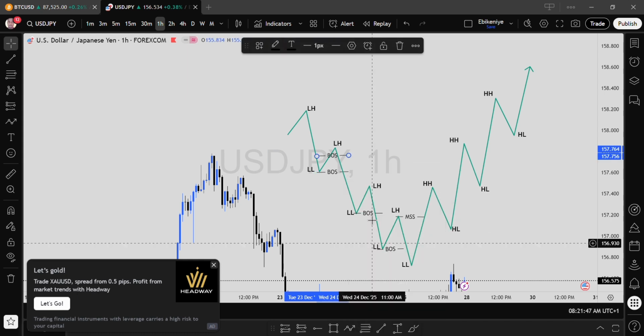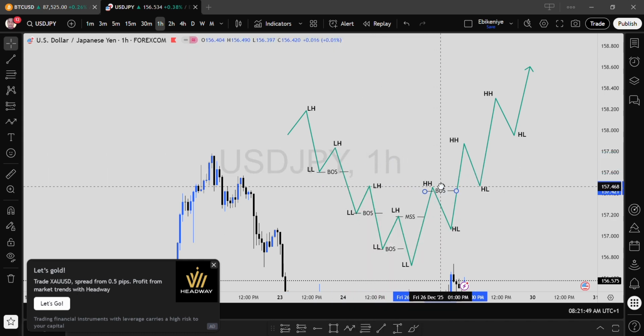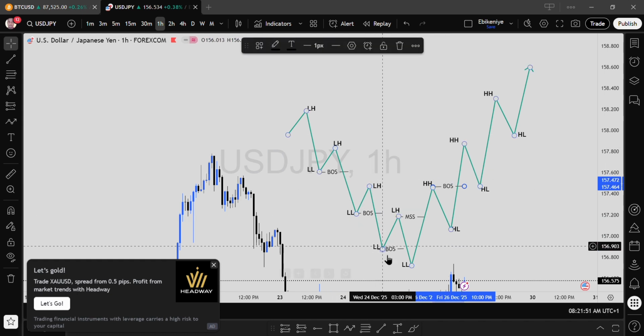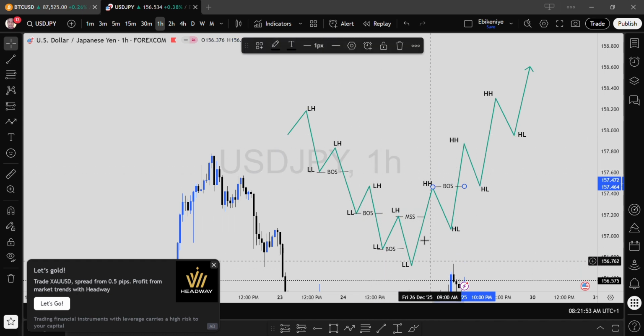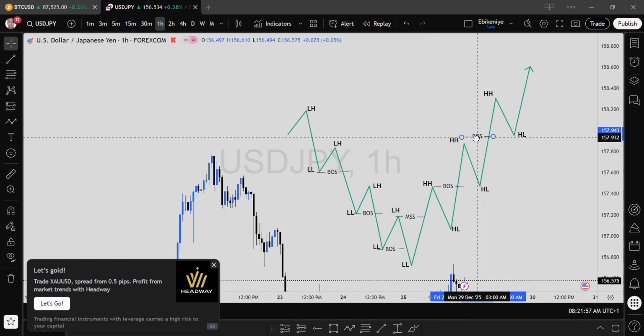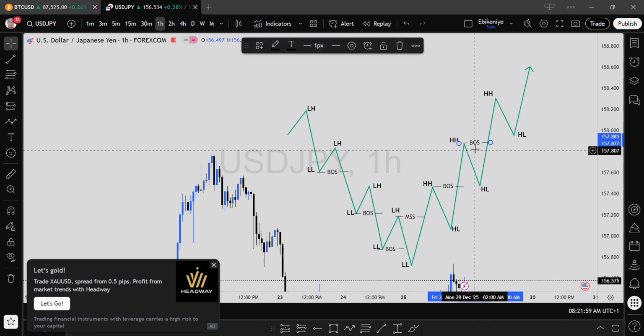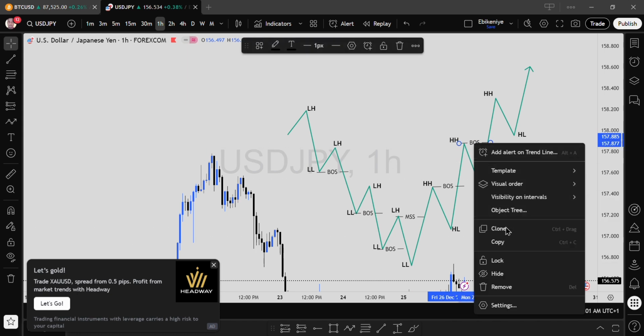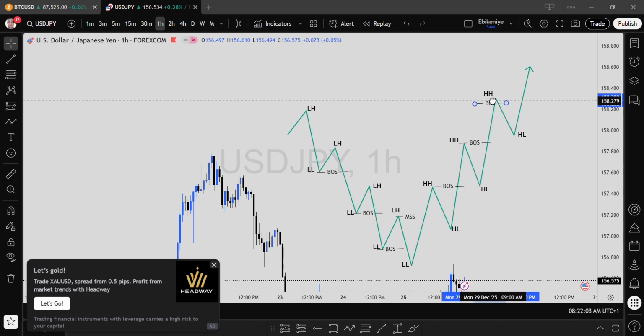So we have to clone this now. This is a break of structure. Clone. This is a break of structure. We clone. This is a break of structure.